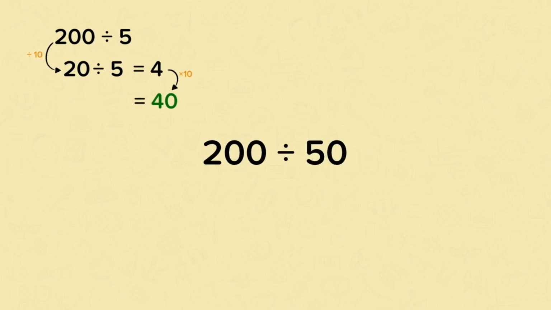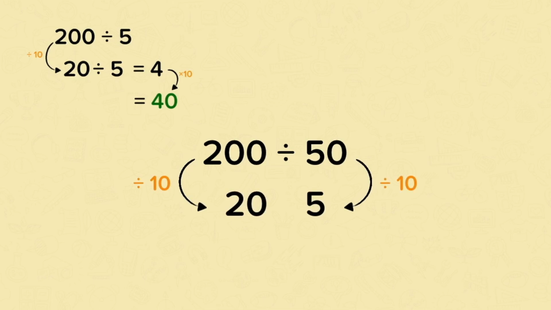In this case, instead of 200 divided by 5, we're going to do 200 divided by 50. When both the dividend and the divisor can be divided by the same number, in this case 10, we can divide both sides by the same number. So 200 divided by 10 is 20. And 50 divided by 10 is 5. So 200 divided by 50 becomes 20 divided by 5, which equals 4. In this case, as we have divided both the dividend and the divisor, we don't need to do anything else to the answer.